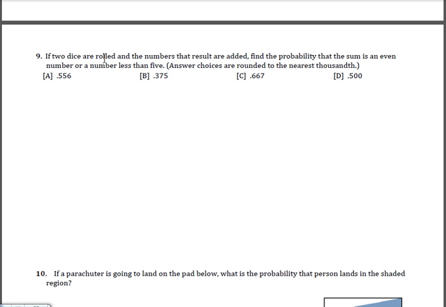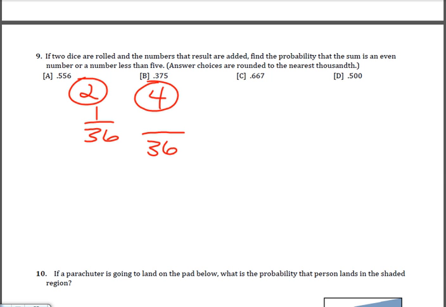1 out of 36. Remember, there's 36 things that can happen when you roll 2 dice. That's the probability of getting a 2. What's the next one I got to check out? 4. What's the probability of getting a 4? How many ways can you get a 4 out of 36 ways possible? 1 and 3 and 3 and 1, right? Oh, and 2 and 2. So that's 3 ways.